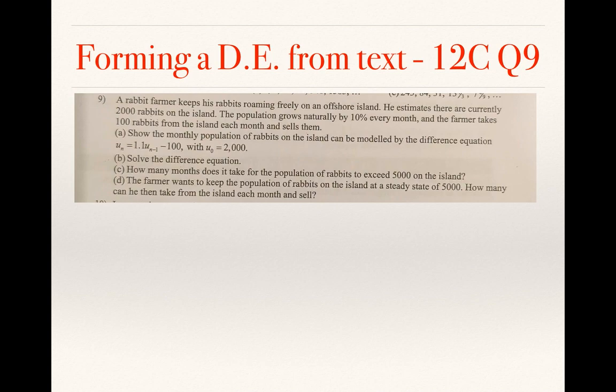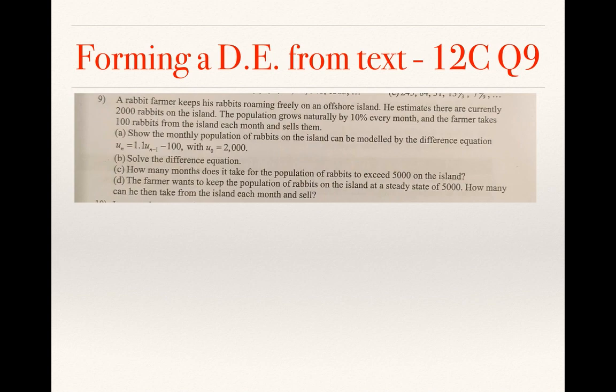The population grows naturally by 10% every month. The farmer takes 100 rabbits from the island each month and sells them. So it looks like we're looking at periods of every month. So n equals 1 could be after the first month, n equals 2 could be after the second month, n equals 3 could be after the third month. And if we think about it that way, if u of 1 is after the first month, then the value at the start, the 2,000 rabbits, would be u of 0. So what we're looking to do in the first part is show the monthly population of the rabbits can be modelled by the difference equation.